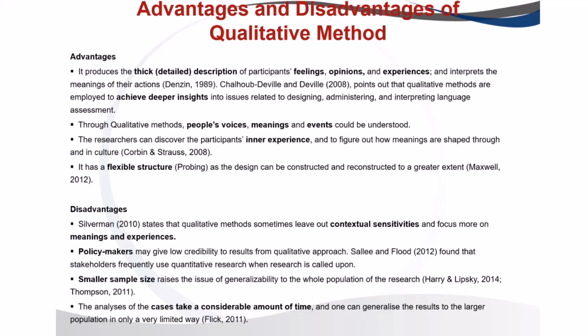And when you look at people who are policymakers, most of the time when they want to get research, they always rely on surveys. Everything is about the survey nowadays. It also has a smaller sample size compared to the quantitative. Remember I've said that when we are looking at sample and sampling techniques, we are going to touch on the actual recommended sample size as per method. The analysis of the cases takes a considerable amount of time. So those are some of the disadvantages.